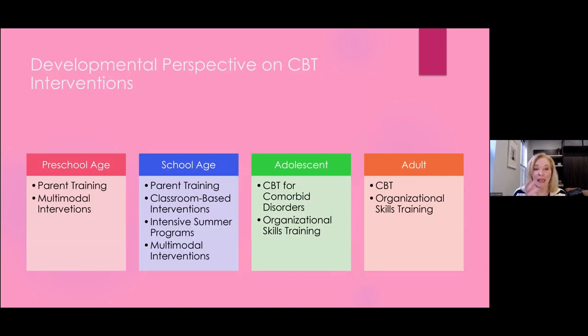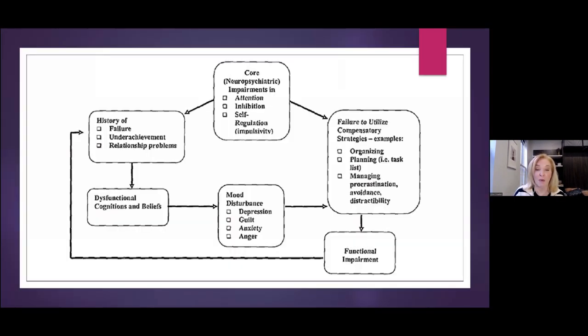If we look developmentally at CBT interventions for ADHD, the data shows that for preschool age, parent training and multimodal interventions in the school are most helpful. For school age, parent training is still very helpful, helping parents understand what ADHD is, what they can expect, and teaching them how to intervene in the moment. Also classroom-based interventions, intensive summer programs, and multimodal interventions, looking at some school, some home, and at this stage maybe even medications. For adolescents, CBT, especially for comorbid disorders, and organizational and skills training. And for adults, similarly, CBT and organization and skills training are most helpful.